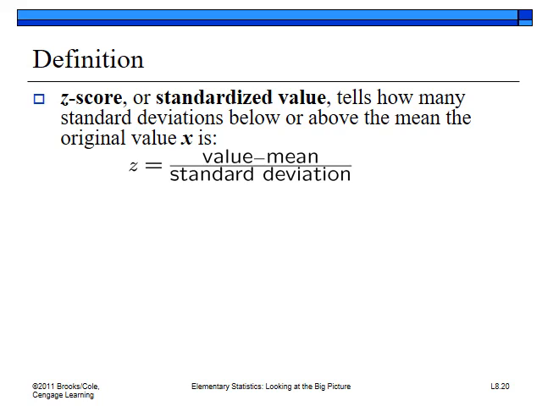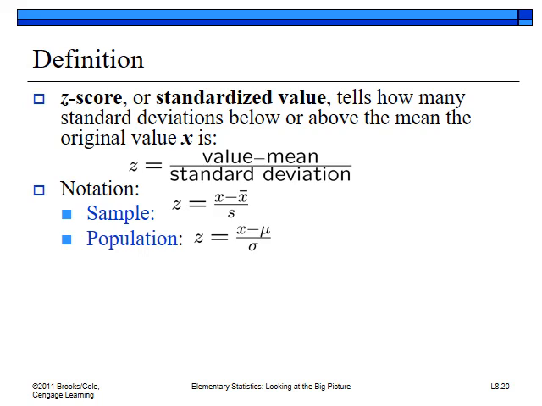So z is the actual value minus the mean in the numerator, all divided by the standard deviation. If we're looking at a sample, that means z is equal to x minus x bar, all divided by s. In a population, we'll use mu and sigma for the mean and standard deviation.